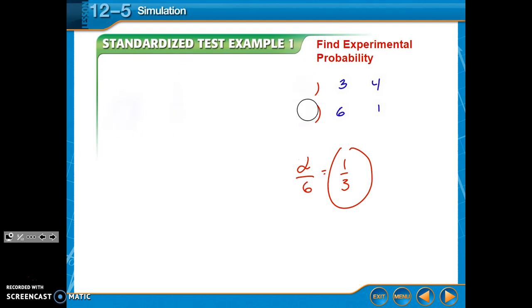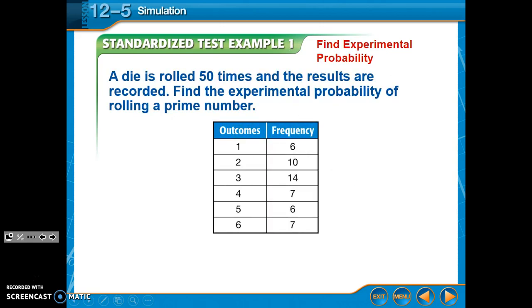So, for example 1, we're looking at a die rolled 50 times and the results are recorded. Find the experimental probability of rolling a prime number. So we're looking at these and we want to know which of these are prime numbers. Remember, prime numbers are only divisible by itself and 1. So 1 is prime, 2 is prime, 3 is prime, 4 is divisible by 2, 5 is prime, and 6 is divisible by 3.